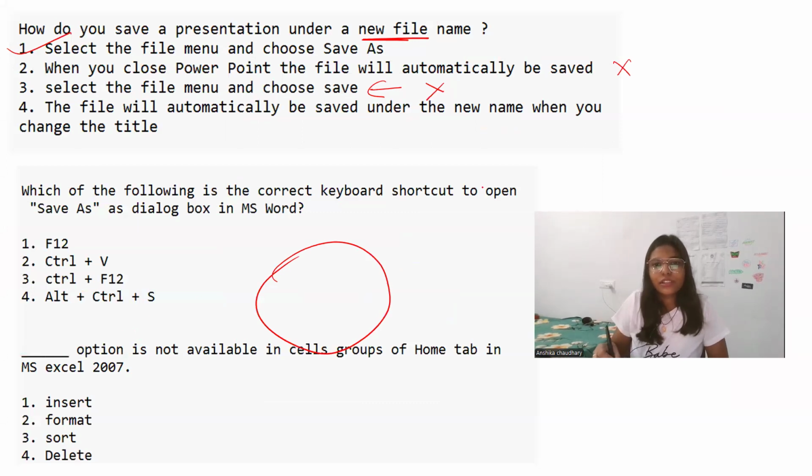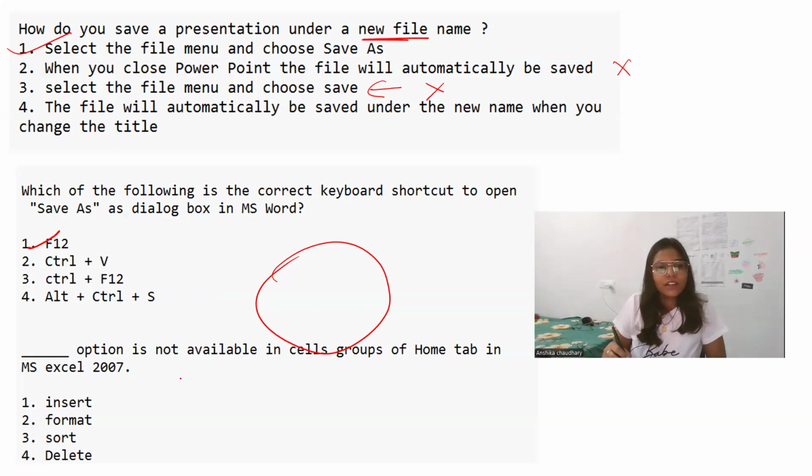So the next question is, which of the following is the correct keyboard shortcut to open the Save as dialog box in MS Word? F12, Control plus B, Control plus F12, or Control plus Alt plus S. So F12 will be the correct answer, I guess. Yes, F12 is the correct answer for this particular question.